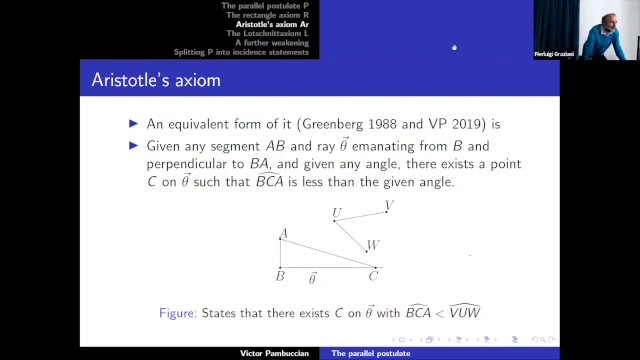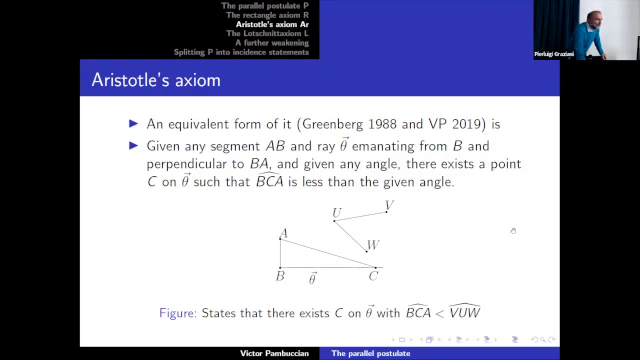Well, I have to take this. So the angle here is less than this one. Yeah? So you're given just AB and theta. It says that there exists this C far away so that this is less than that. And these are equivalent. This form and the form you've seen before are equivalent given absolute geometry.